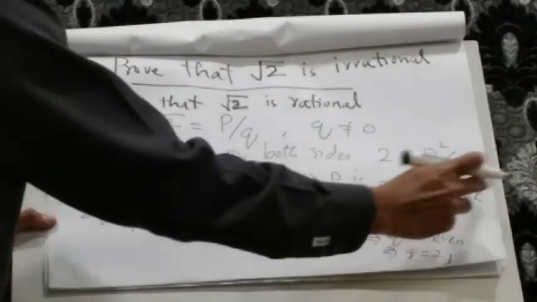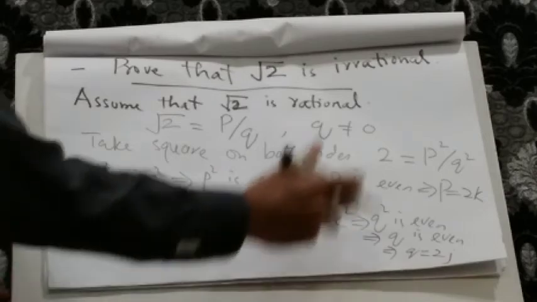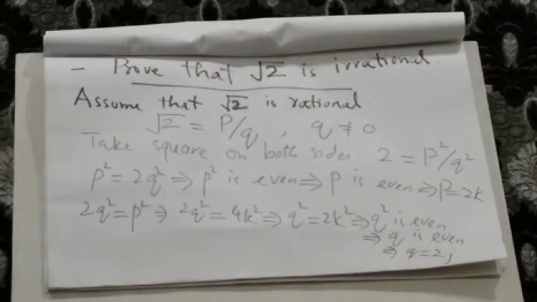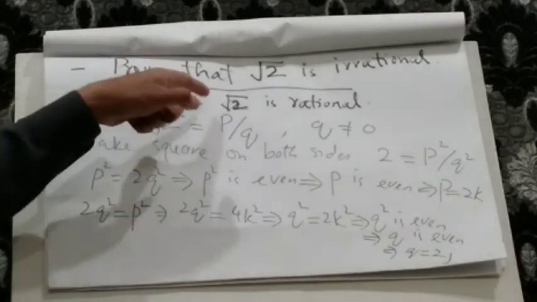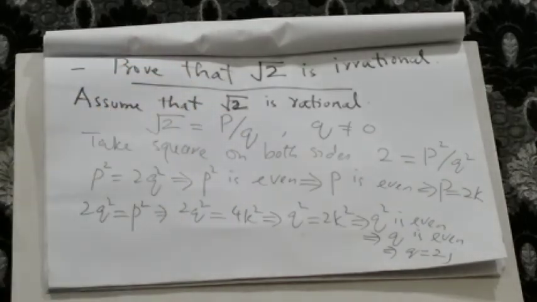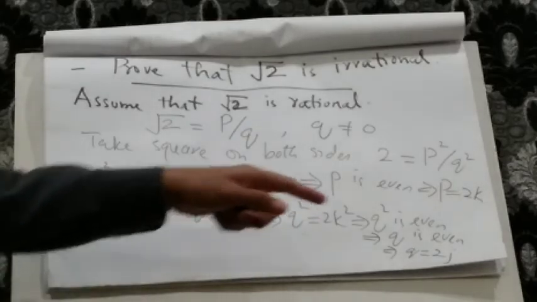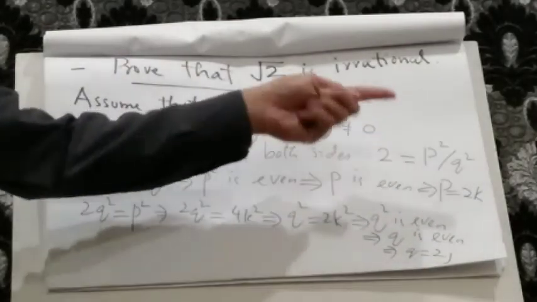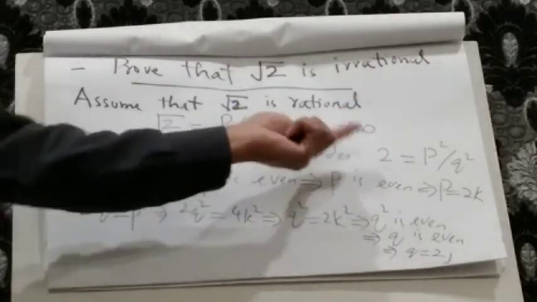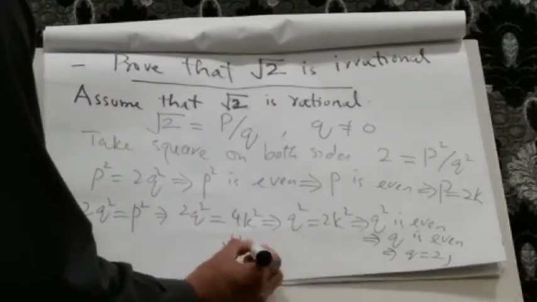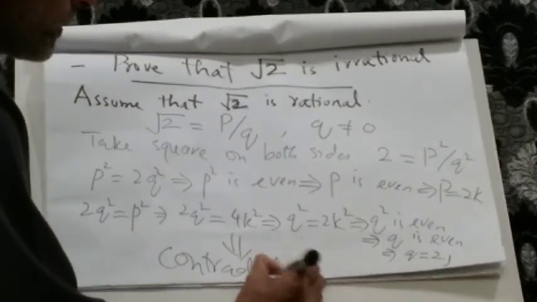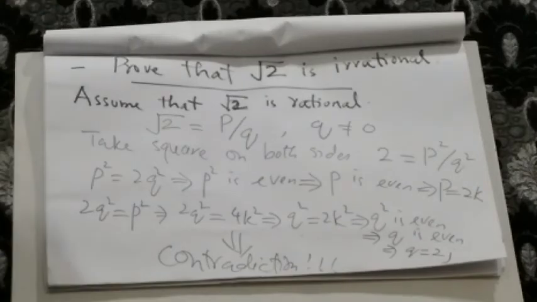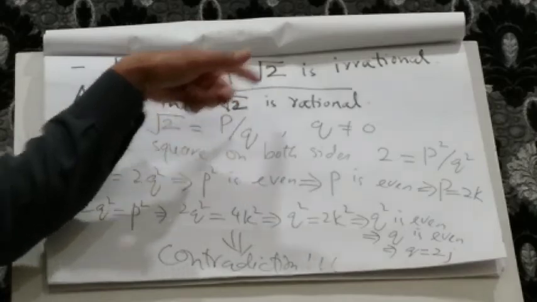So p has been written as 2k, q has been written as 2j, which essentially means that both of them have the common factor 2, which is against our assumption, which does not allow p and q to have any common factor. So having the common factor between p and q, we are reaching a point which we call contradiction. The contradiction is with our assumption, and the assumption was that under root 2 is rational.